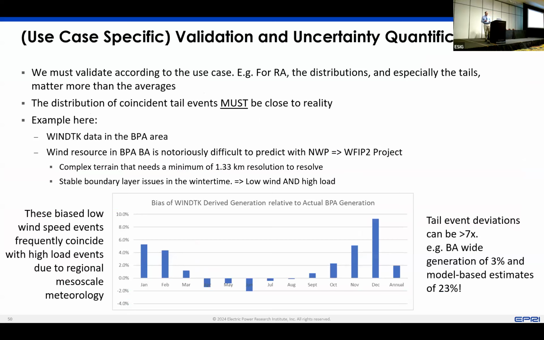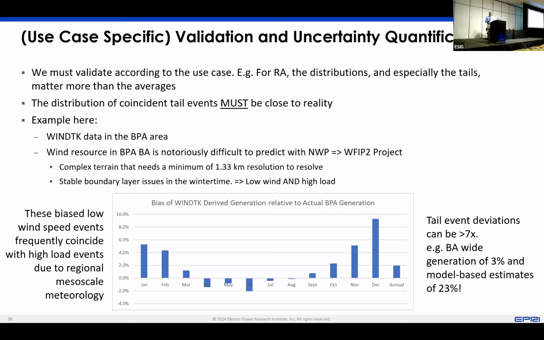So to do this, we need to validate according to the use case. A use case that I like to talk about a lot is that of resource adequacy, because it's the easiest to get our heads around. We think about the fact that we need to know what our wind generation is, what our solar generation is, what our loads are, in order to be able to assess where our risks are. So I did a fairly simple study of some data in the Bonneville Power Administration area, because their data is available. Their generation data from wind is freely available, and I validated it against these synthetic data sets.